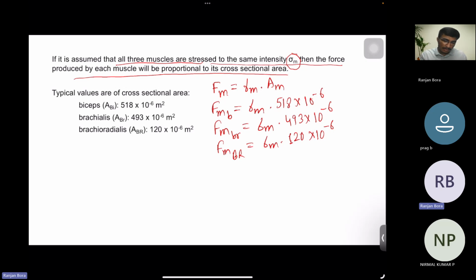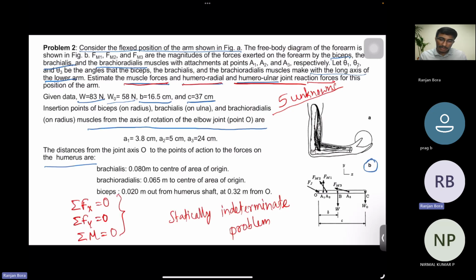So now you can see we have converted the muscle forces into only one unknown, which is sigma m. So all the muscle forces. Now, if we know the sigma m, then we can estimate all the muscle forces. There were 5 unknowns initially. Now we are representing the muscle forces in terms of this stress intensity sigma m. So muscle forces are replaced with one unknown, and the two joint reaction forces remain, so we have reduced this problem to 3 unknowns.